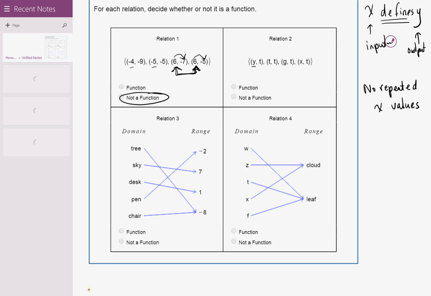Here I have y, I have t, I have g, I have x. None of those are repeated. If the first component is y, then I know what the second component is. If the first component is t, I know what the second component is. If the first component is g, I know what the second component is. If the first component is x, I know what the second component is. It doesn't matter that the second component is always t. Doesn't matter. That's a function.